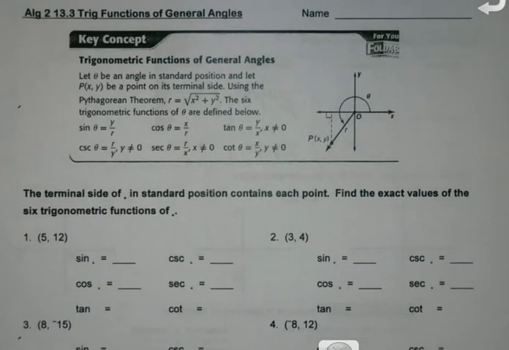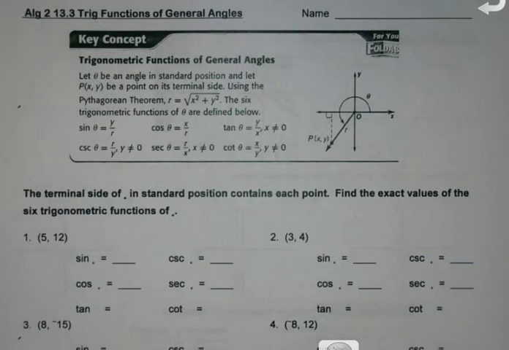All right. Now, 13.3, okay? Trig functions of angles. Now we're going to kind of put the two things together. We're going to take looking at these angles and figuring out how to draw them, and we're going to combine it with finding our trig identities. We're going to put them all together.